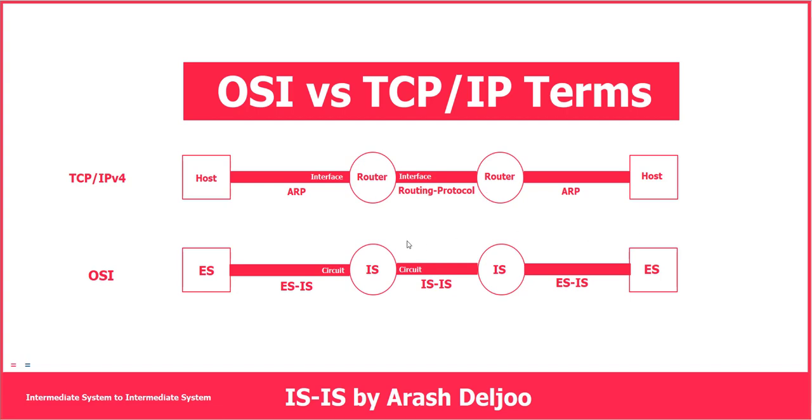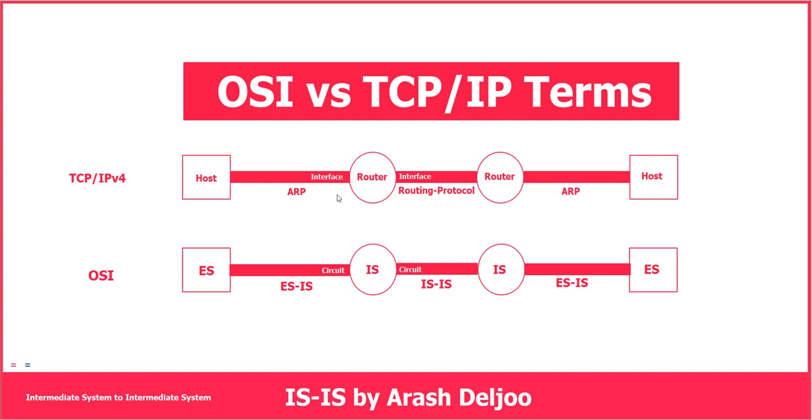You know that we need routing protocols for updating the routing table of the router in the TCP/IP world. Because of that, we should enable one routing protocol, for example RIP, OSPF, EIGRP, or some other routing protocols. These are the TCP/IP terms: first host, second router, and then routing protocol.